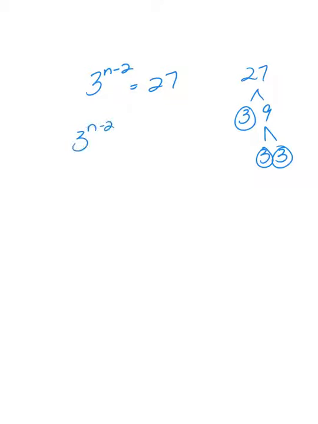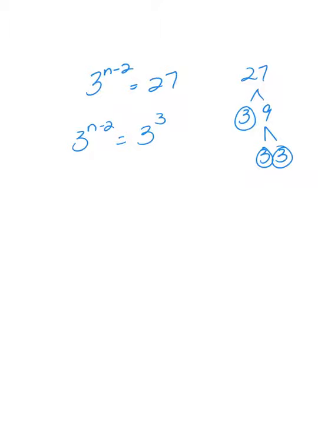3 to the n minus 2 equals 27. Okay? I could use logarithms for this, but I don't need to if I can change both sides of the equal sign to the same base. And if I take 27 and factor it, it's 3 times 9, right? And 3 times 3. You see that? So this is 3 to the n minus 2 equals 3 cubed. I just replace the 27 with the same base number, and it's 3 cubed.